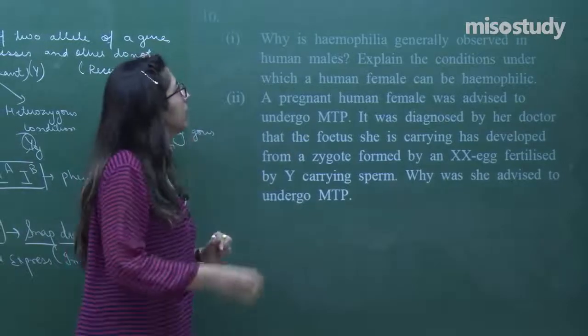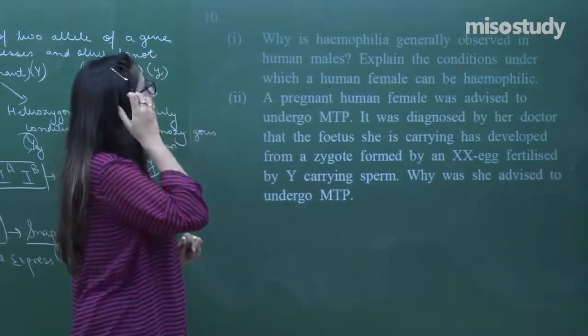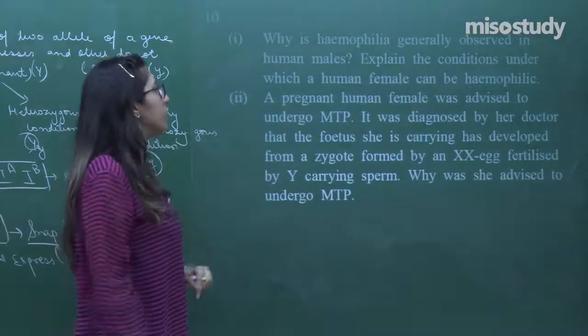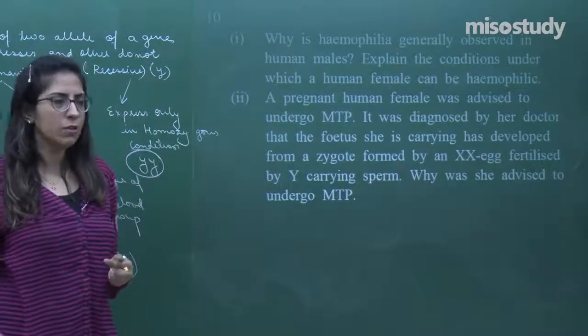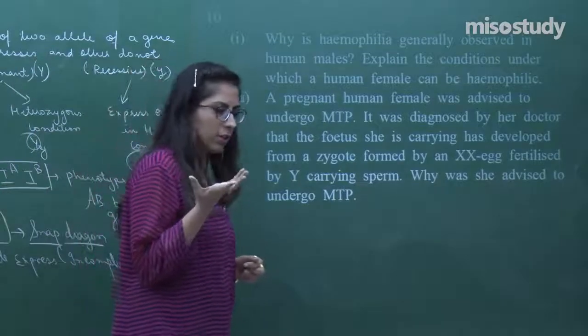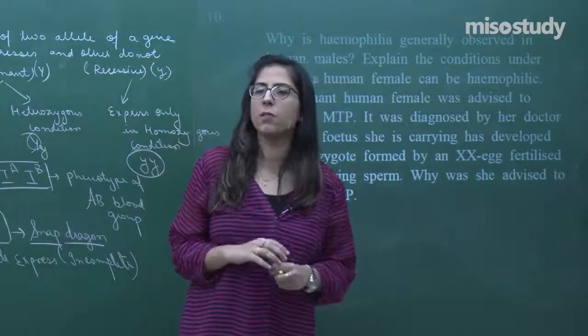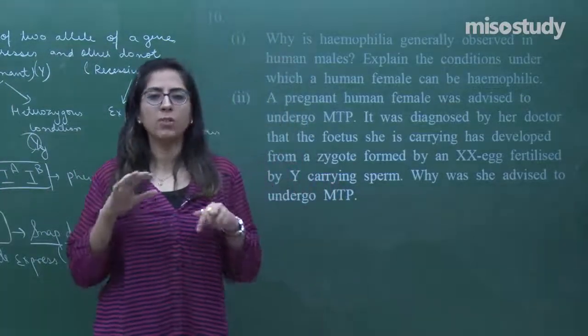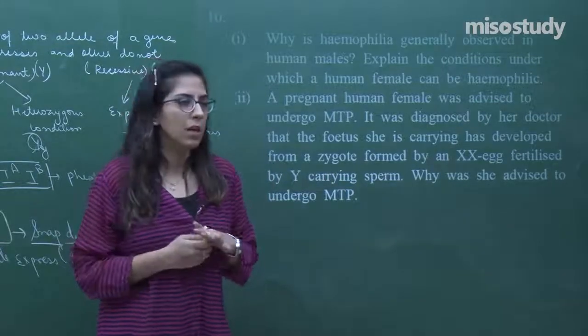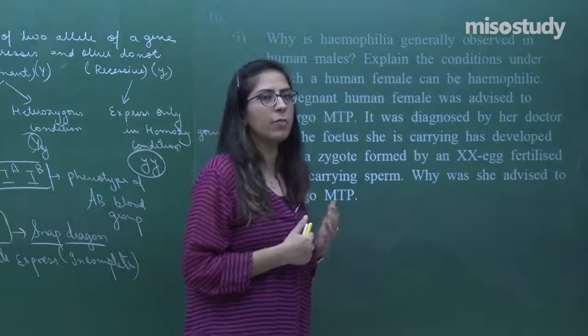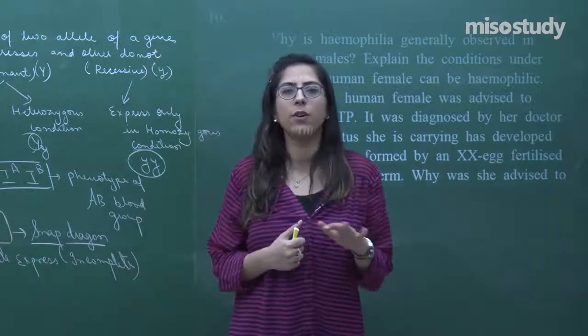Why is hemophilia generally observed in human males? Explain the condition on which a human female cannot be hemophilic. Like we have studied in this session also, one of the questions, the third or fourth one, was about hemophilia. Hemophilia is a condition in which the blood is not able to coagulate, because the blood factor, the hemophilia A factor or B factor, is not present.